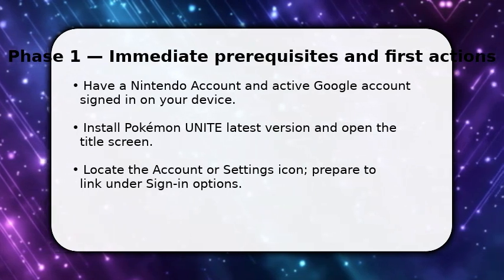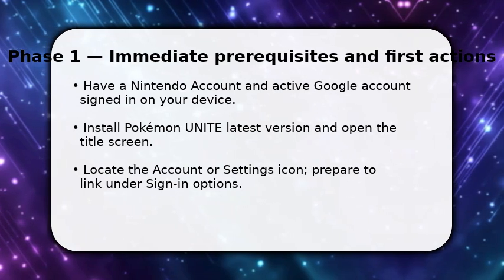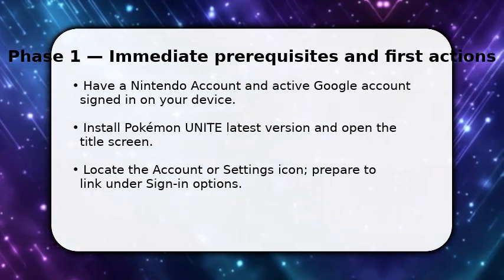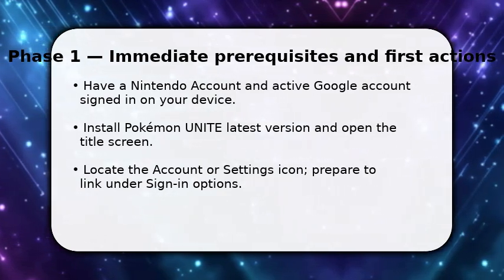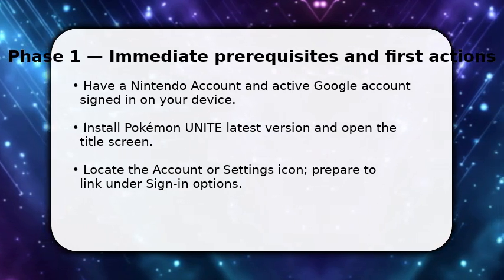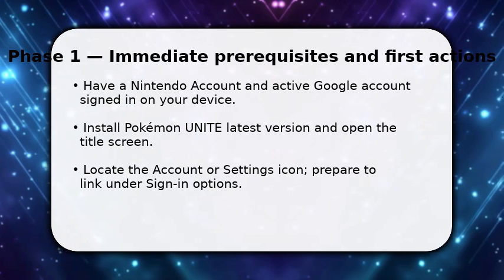Go straight to the account or settings icon, don't wander menus. Make sure to choose Sign In or Account Link as your first action because that path exposes the Google option. You're preparing credentials now so the flow stays smooth. Keep your Google email and password ready, and proceed to tap Link or Sign In.